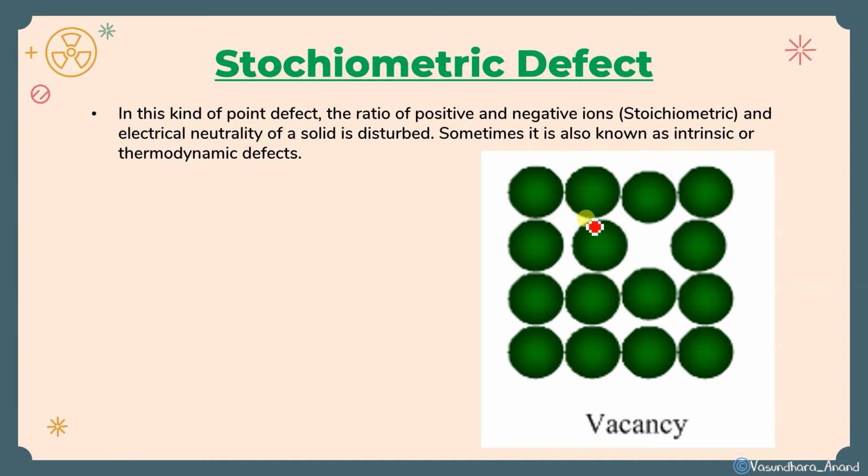Like earlier, if there were an equal number of cations and anions, and one cation or one anion is missing over there, it is going to disturb the electrical neutrality, isn't it? And the stoichiometric coefficient also. I have another GIF also, I will show you. Here a particle is missing from one point, from one lattice site, so that's why it is called point defect, and that is creating a vacancy over that site. So that's why it is also called vacancy defect.